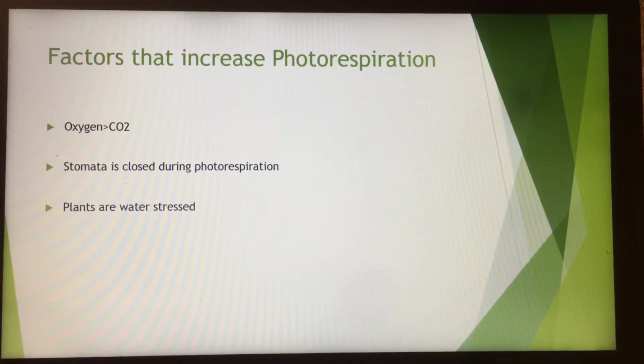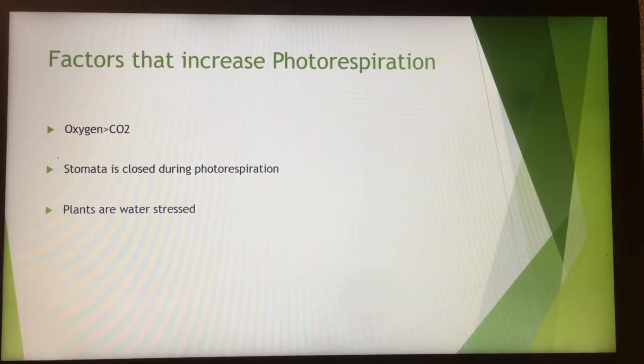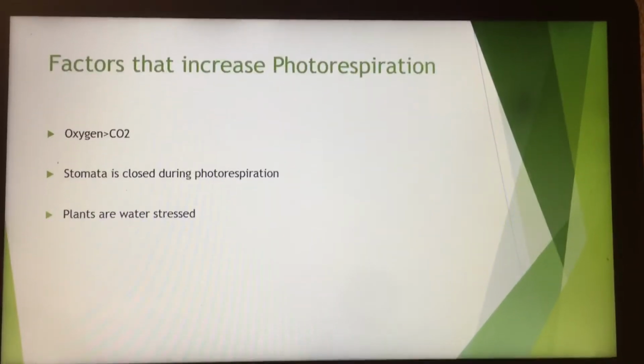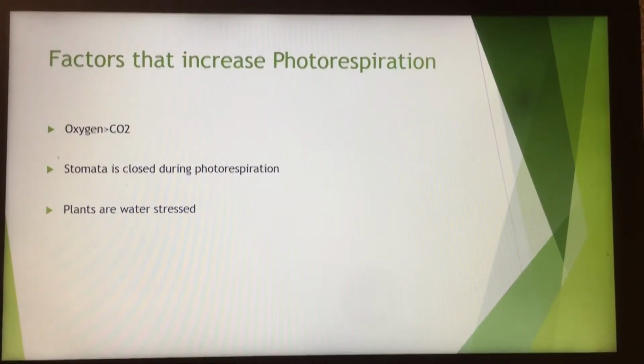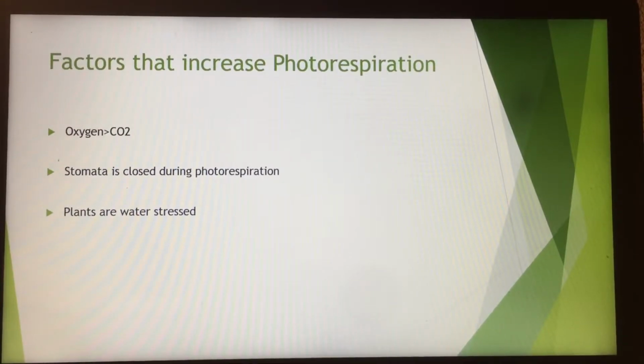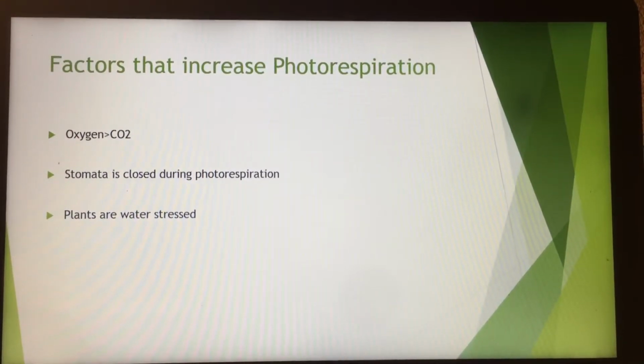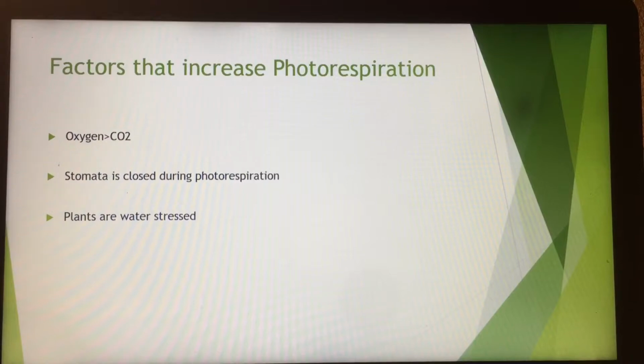Factors that increase photorespiration. If your oxygen levels are greater than the amount of carbon dioxide levels, then photorespiration will happen more.